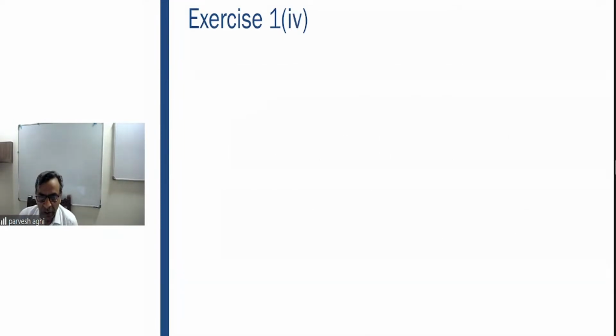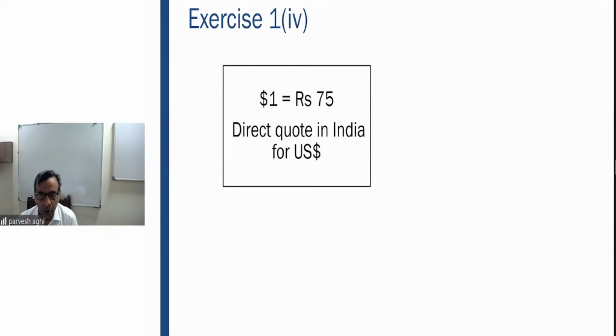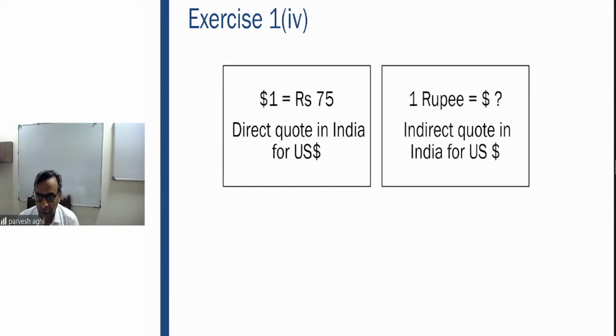Now let's go to the last question of this small set. $1 is equal to 75. So this is a direct quote of what? This was a quote which was there about a year back: $1 was equal to 75. So if you have to buy, 1 rupee is equal to how many dollars? How would it look? Answer.